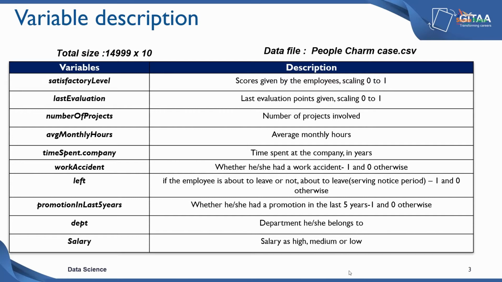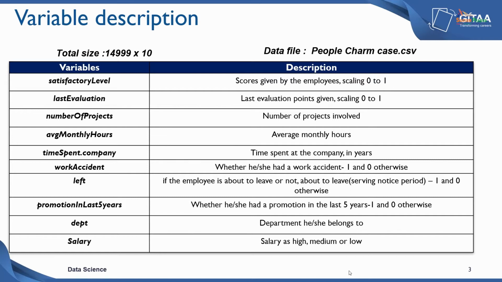The variable left denotes if a particular employee is about to leave or has already left. Now if they've left, the variable takes a value 1, otherwise 0. The variable promotion in last 5 years tells us whether a particular employee was promoted in the last 5 years, 1 if they have been promoted, 0 otherwise.